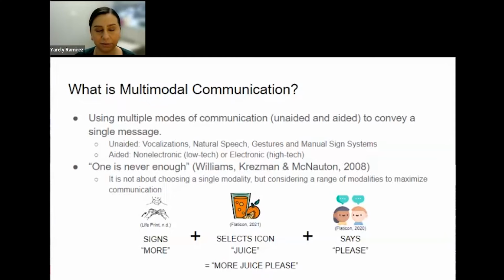I really like this quote: "One is just never enough." It is not just about choosing one or the other, but considering using all of them to maximize the message you're trying to convey. For example, if a kid were to use the sign "more," select the icon for juice, and then say "please," that is a 3-word utterance. The kid just said "more juice, please."